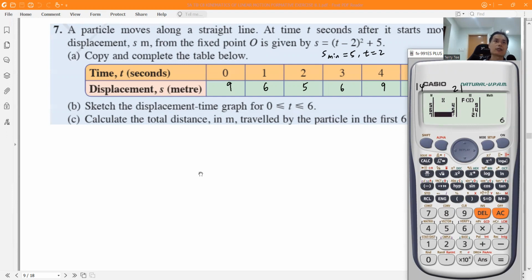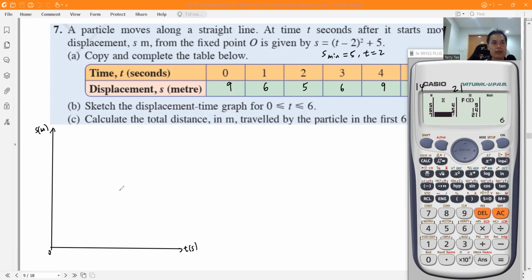All right, sketch the displacement-time graph. When you sketch a graph, again, we don't need to draw everything. I just show the important points only. I know the whole thing is above the x-axis. They are all positive, you can see. So this axis is displacement in meters. This is time in seconds.